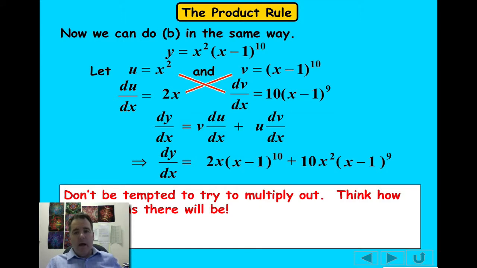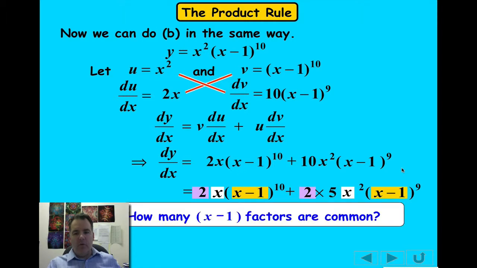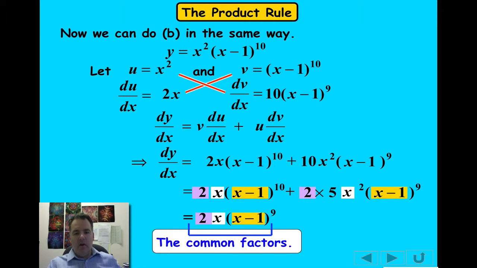We do not want to multiply out here. There's 11 terms in this thing here. There's 10 terms in this thing here. Nightmare. But the common factors here: we've got 2x and (x minus 1) to the power of 9. So they're the common factors.